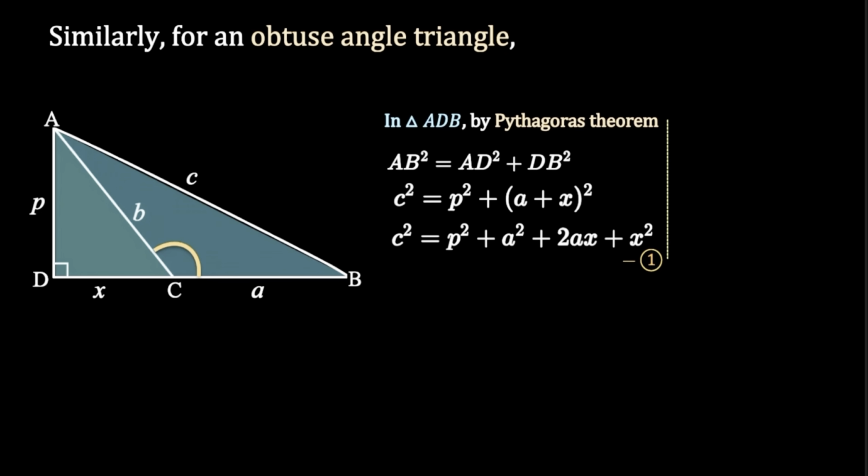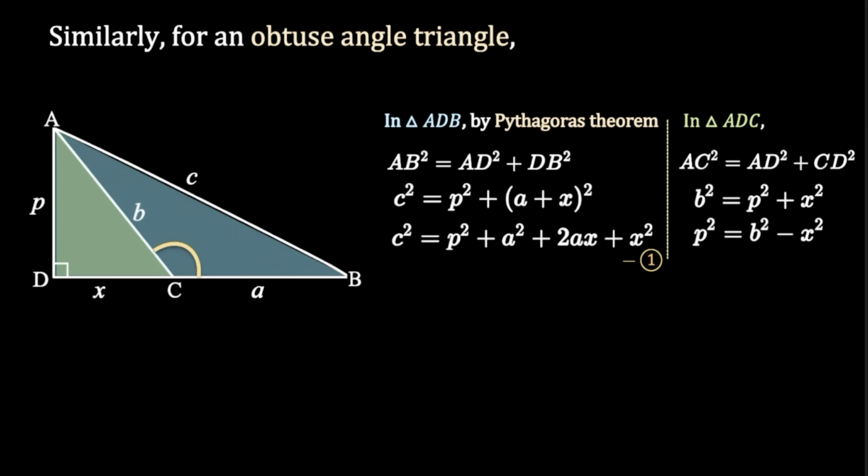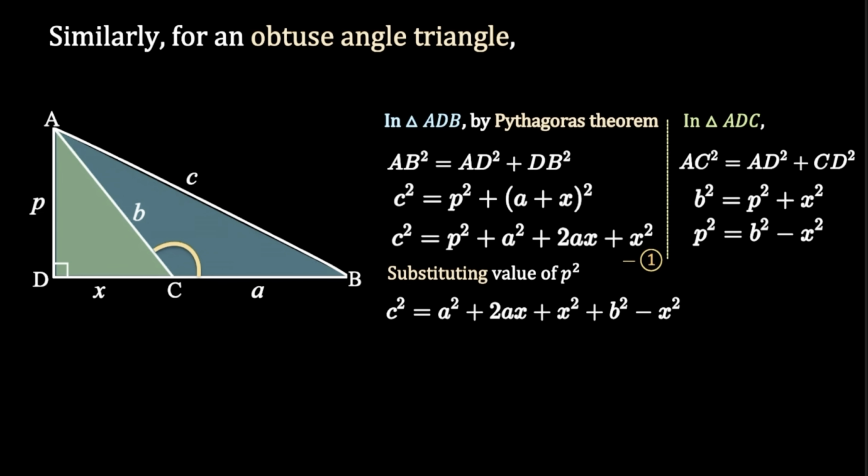Now I want you to look at the triangle ADC. Here, apply the Pythagoras theorem again. AC square equals AD square plus CD square. So we get B square equals P square plus X square. Now find the value of P square from this equation. We get B square minus X square. Now let's substitute the value of P square in our first equation. What do we get? We get C square equals A square plus 2AX plus X square, which was already there on the right hand side. And instead of P square, we have written B square minus X square. X square will be cancelled out. We are left with this equation.